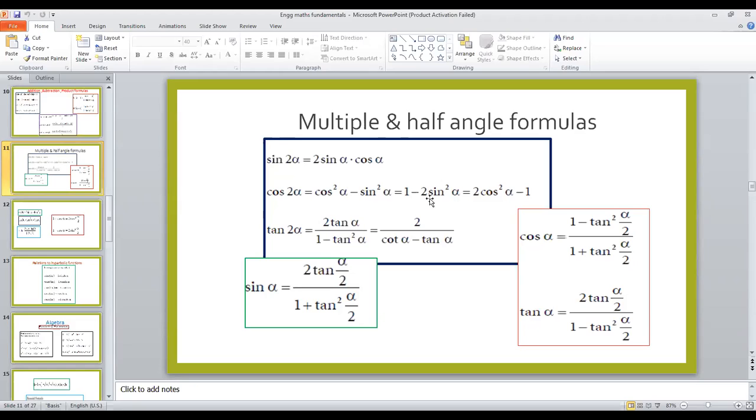So it can be expressed in the form of sine, cos once again. So cos square alpha means what? 1 minus sine square alpha. So it is also written as 1 minus 2 sine square alpha. And when you write 1 minus cos square alpha in place of sine square alpha, you get 2 cos square alpha minus 1.